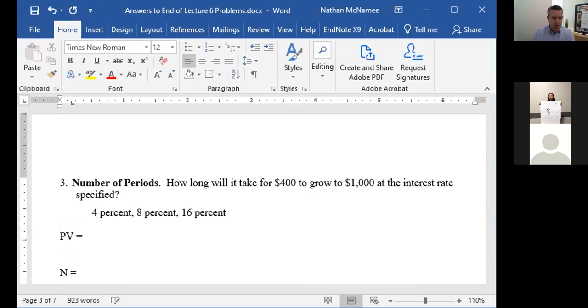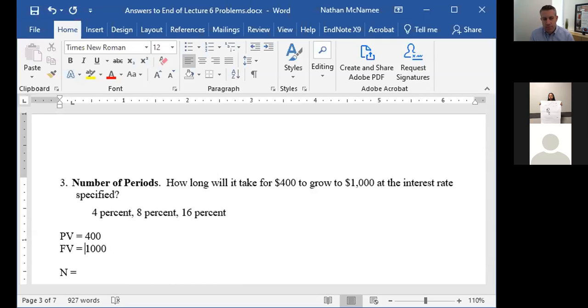400. That's what we're starting with. Okay, and what is the future value? 1,000. But what do we need to do to this 1,000? If we have both the present value and the future value, and we're going to put them into our calculator, one of those has to be negative.